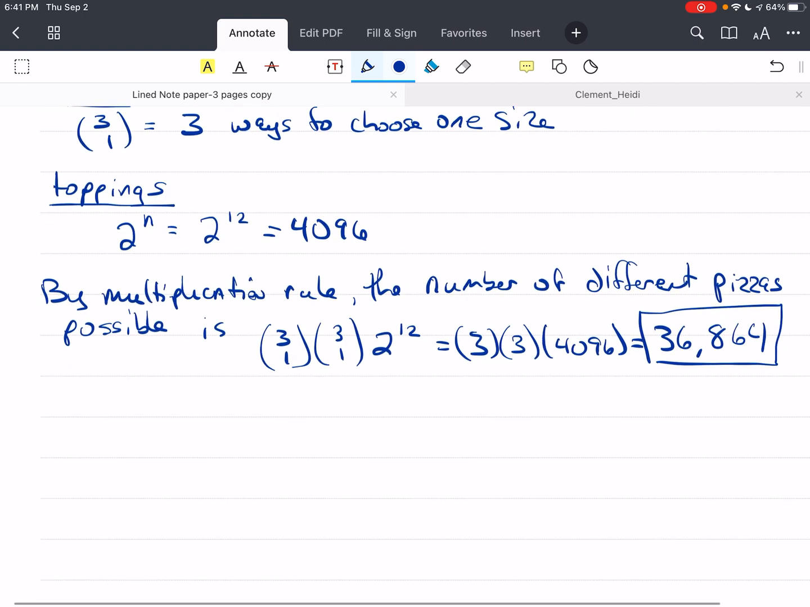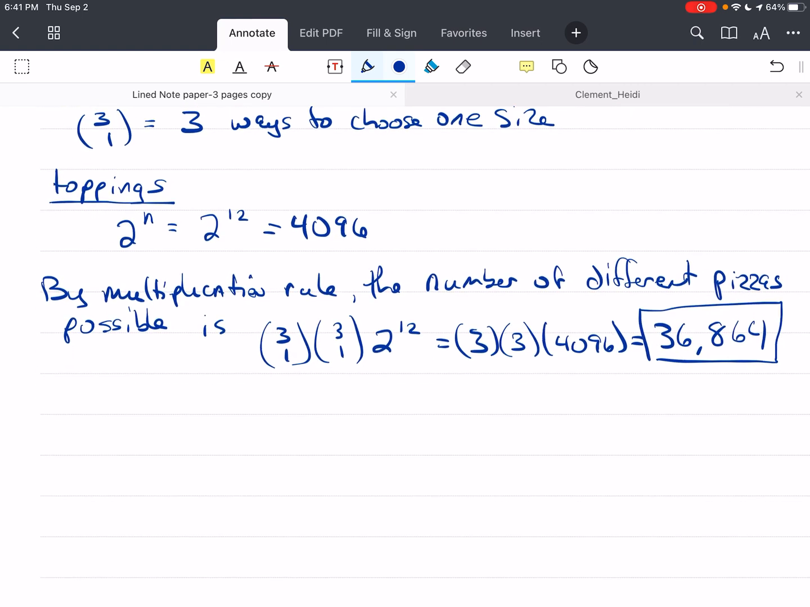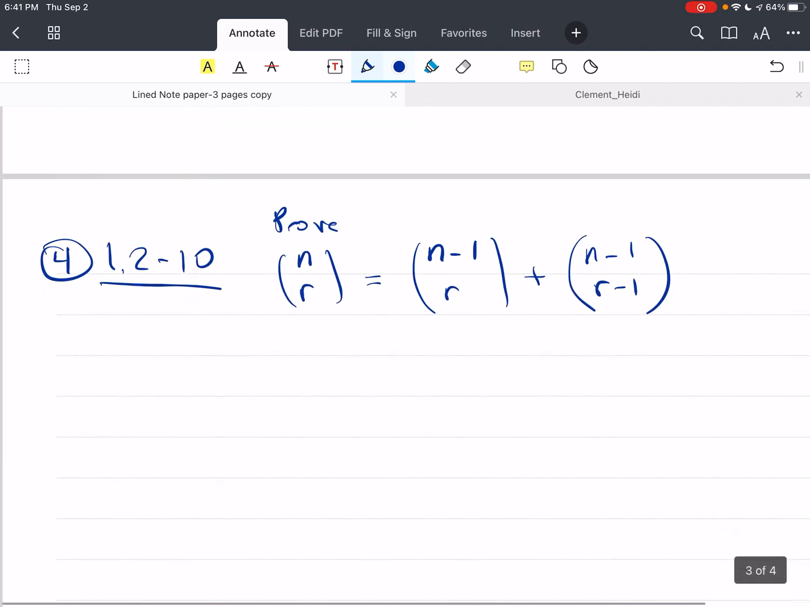Now, interestingly enough, I was a manager at Pizza Hut for about a year and a half, many years ago. I don't remember how many topping choices we had. Maybe it was 12. I don't know. But anyway.